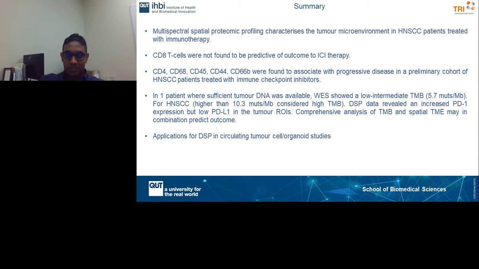And these applications, I think, can be extended into CTC analysis and organoid cultures if you can get those cells on slides, and then you'd be able to profile them. So I think that's a really novel angle that I'm looking at as well.